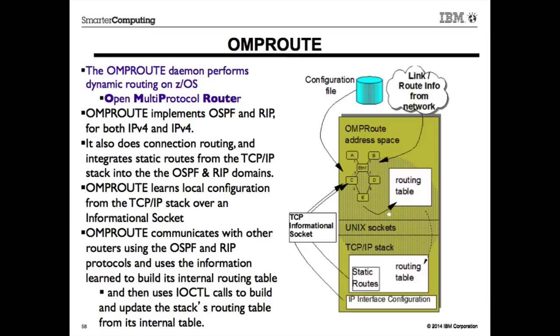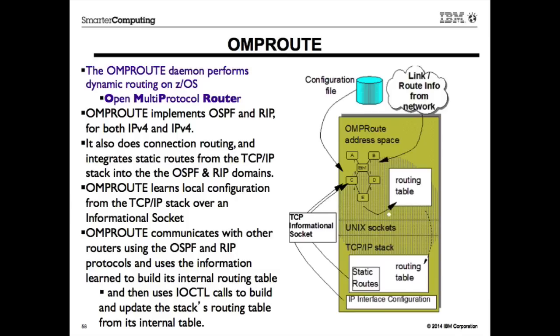Then it has its configuration table, and it also communicates with other routers and learns link and route information from the network. It puts those things together and computes a routing table. But that's not the stack's routing table. OMPROUTE computes its own routing table. And then once OMPROUTE builds its routing table, it sends ioctl messages to the stack to update the stack's routing table. So OMPROUTE learns local configuration from an informational socket, learns remote configuration from the network, builds a routing table, and then sends ioctls to the stack to update the stack's routing table.